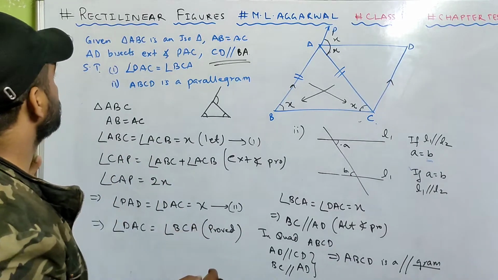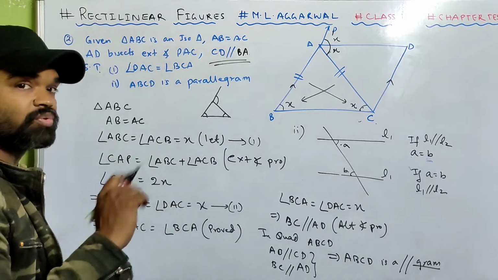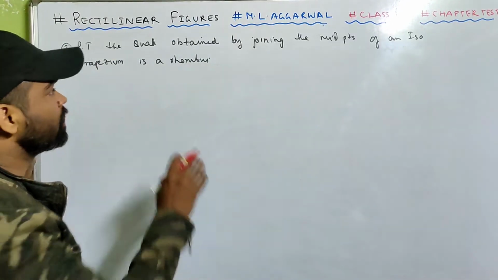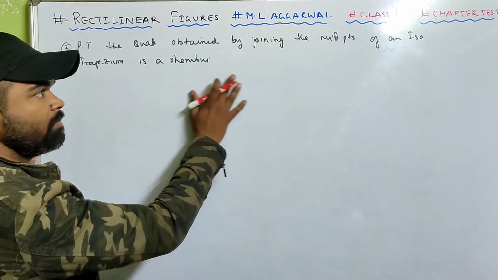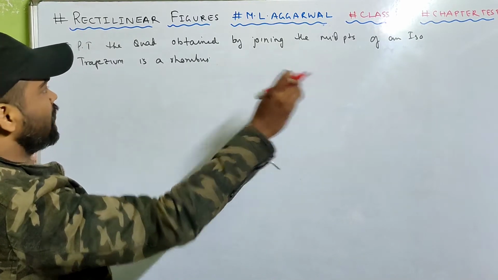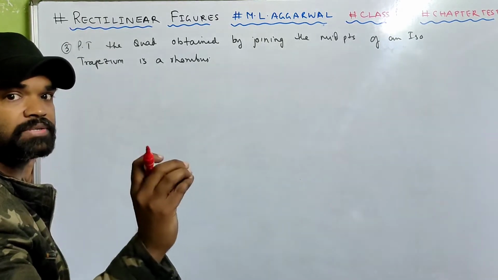Done. Now let us look at number 3. Prove that the quadrilateral obtained by joining the midpoints of an isosceles trapezium is a rhombus.